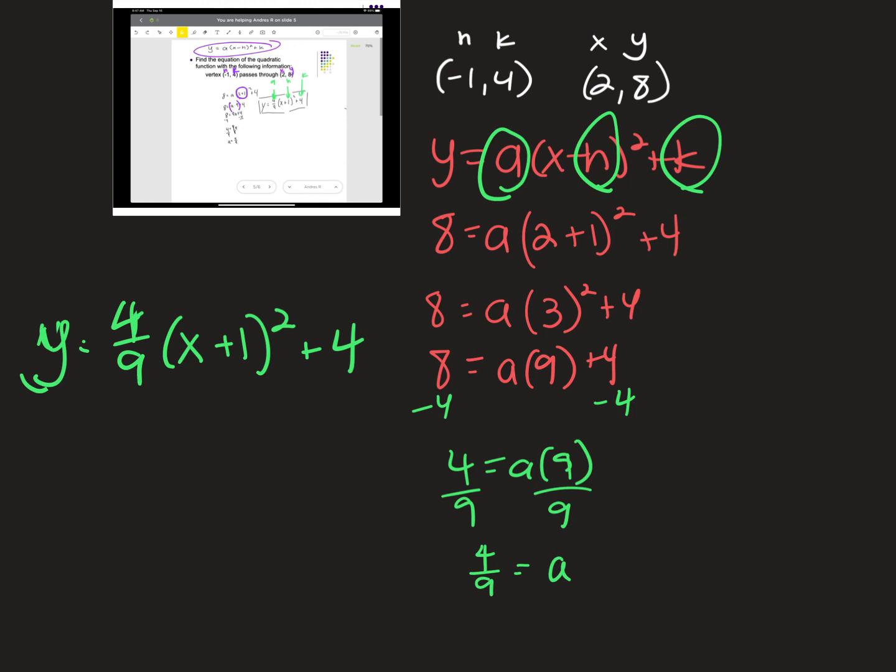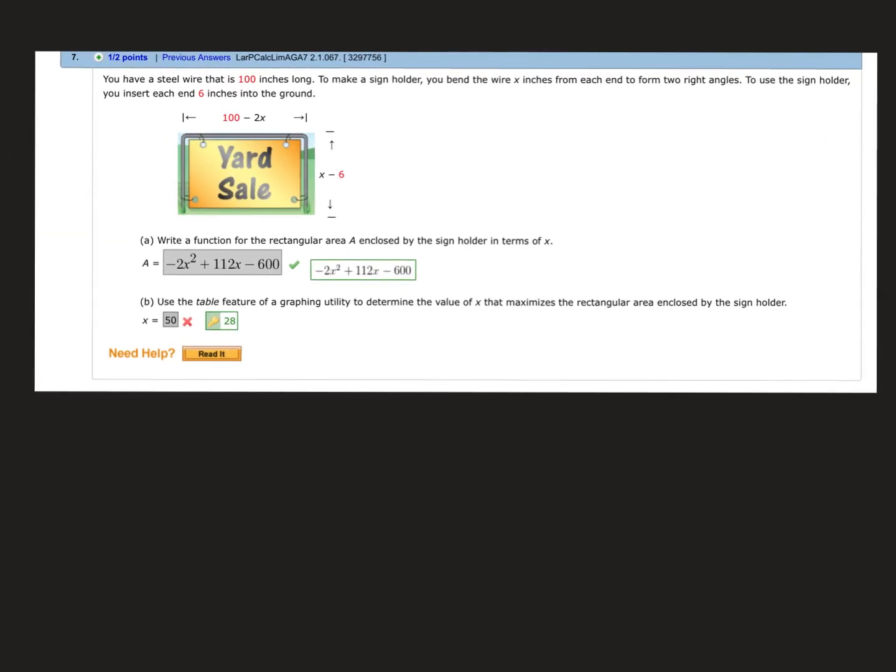Can you go back to the intercepts? Then this question came up in the homework. It says you have a steel wire that's 100 inches long. To make a sign holder, you bend the wire x inches from each end to form 2 right angles. To use the sign holder, you insert each end 6 inches into the ground. Write a function for the rectangular area A enclosed by the sign holder in terms of x.